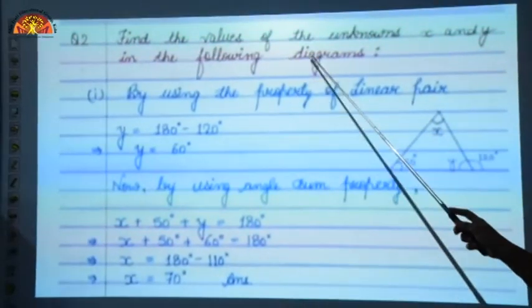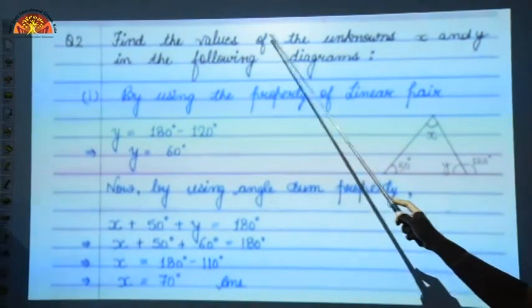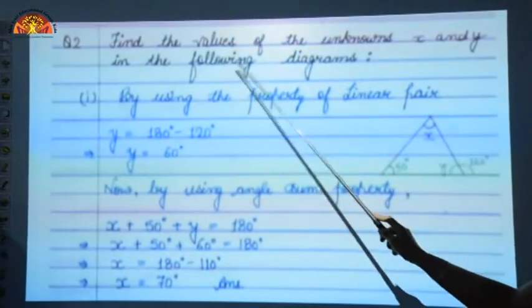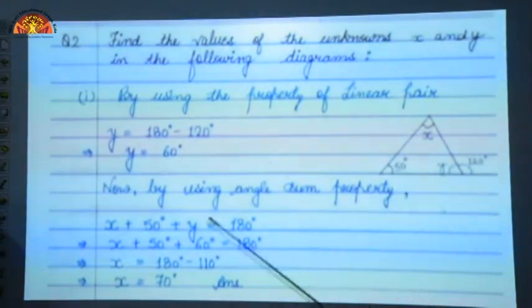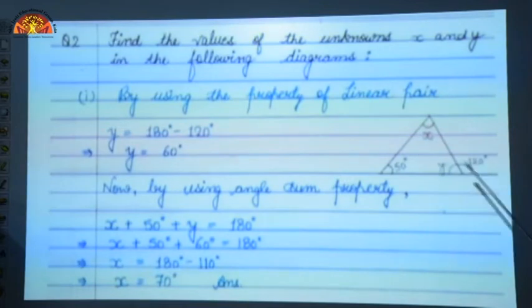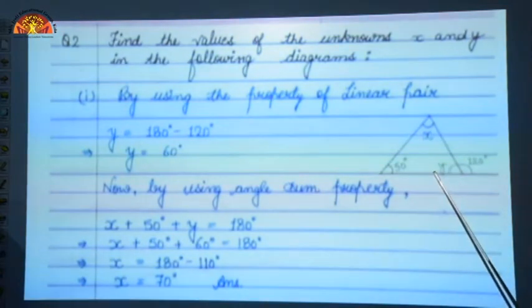Now just see the next question. Find the values of the unknowns x and y in the following diagrams. In this, children, there are two unknown values and you have to determine the two unknown values. So see the figure over here. This is the figure. You can see x and y are the unknown variables and you have to find the measure of these two angles.